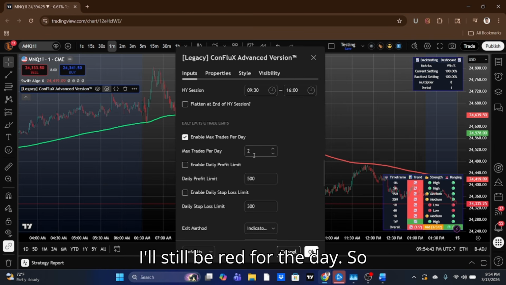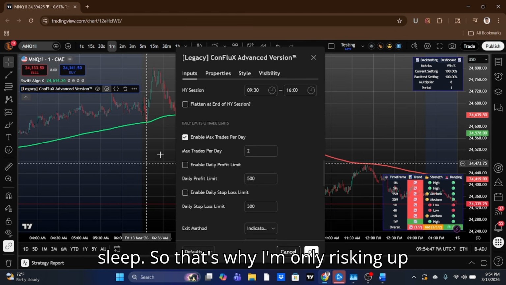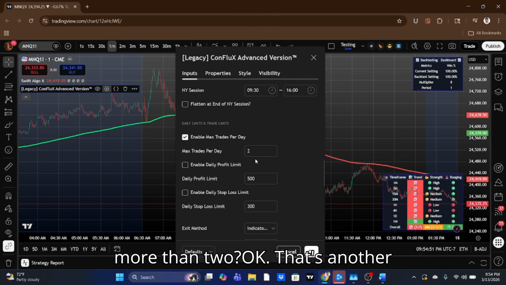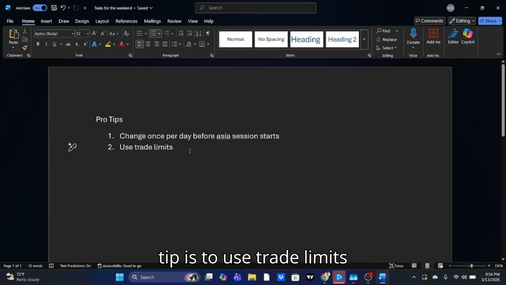Especially if I'm asleep, I cannot monitor the trades while I'm asleep. So that's why I'm only risking up to 2 trades per day. Max is my limit, no more than 2. Okay, that's another pro tip: use trade limits.